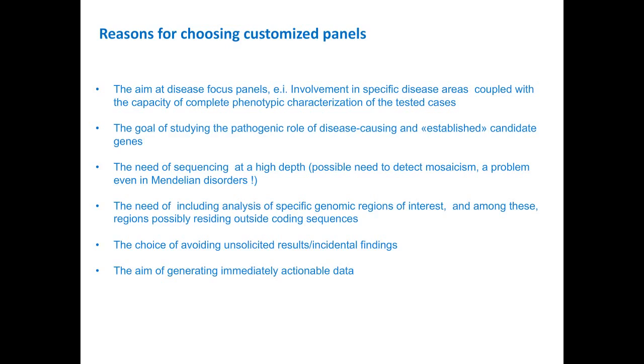Then the need of including analysis of specific genomic regions of interest. Among these regions, some possibly reside outside the coding sequences, so that they wouldn't be obviously included. Then we made a choice of avoiding unsolicited results or incidental findings, so we want to choose what we're dealing with. And then the aim of generating translational, immediately actionable data.